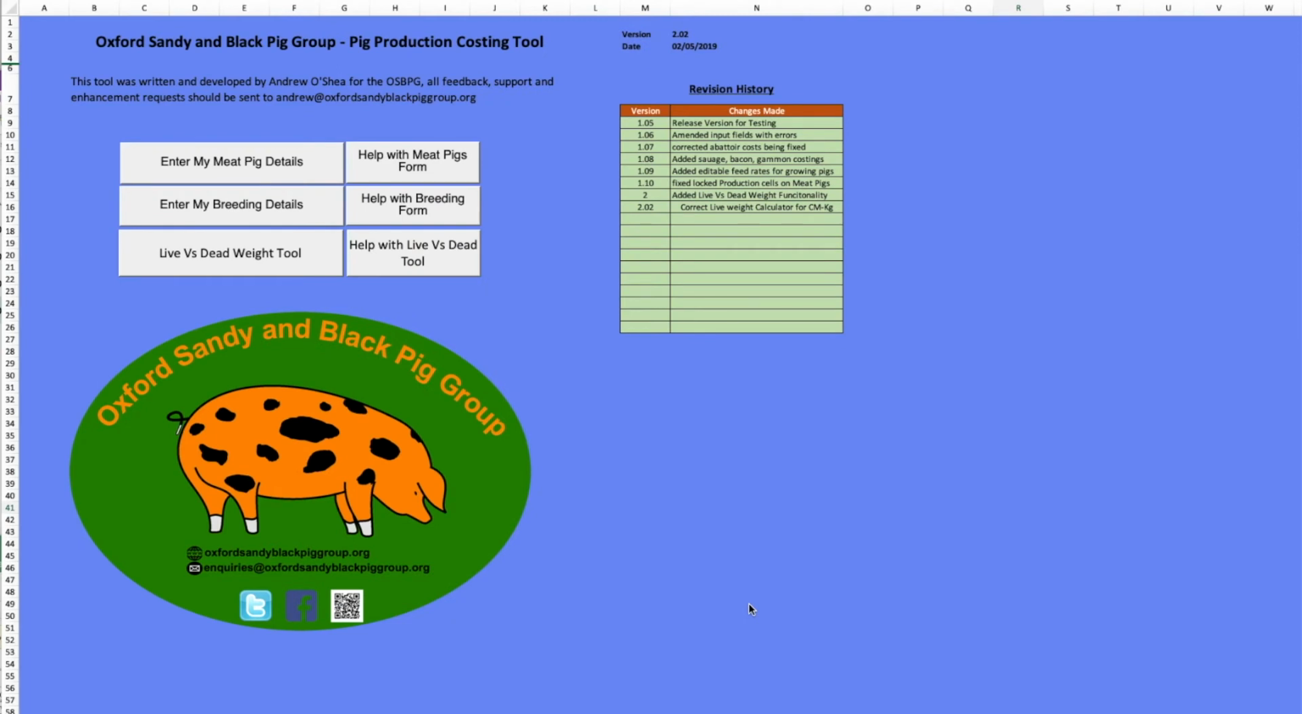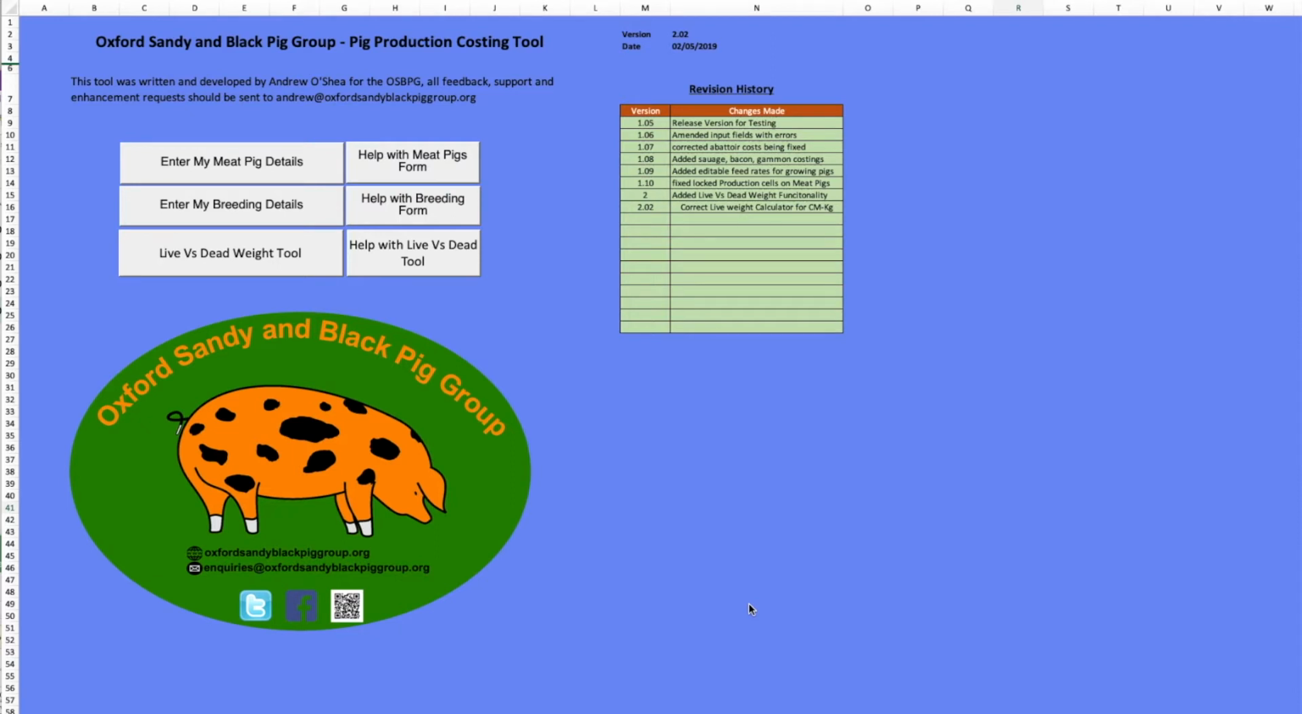Welcome to the Oxford Sandy Pig Group Pig Production Costing Tool Overview. Just thought I'd give the opportunity to show people how the tool works and how to get the most out of it. It's based on Excel and allows you to work out the costs of your meat pigs, and if you're a breeder, what it costs to keep your pigs for a year, and potentially the cost of a weaner to production.